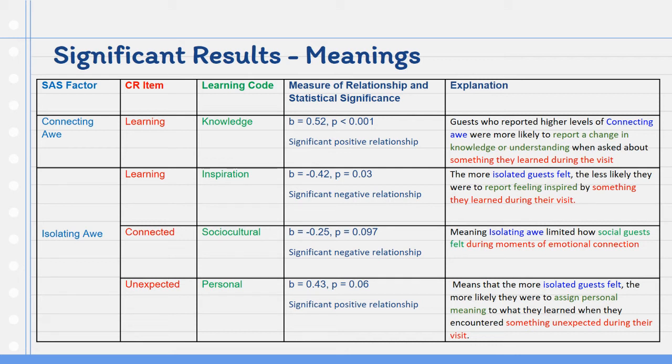Isolating awe had a positive relationship with the unexpected constructed response item and personal learning code. This means that the more isolated guests felt, the more likely they were to assign personal meaning to what they learned when they encountered something unexpected during the visit.